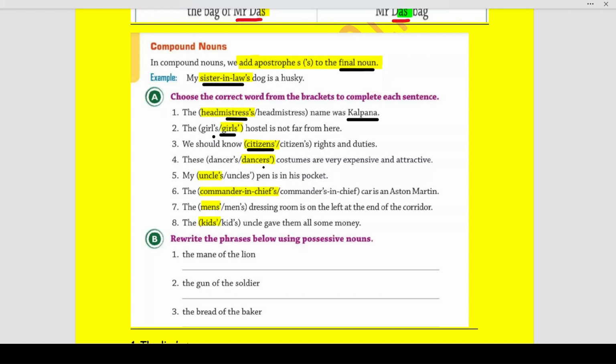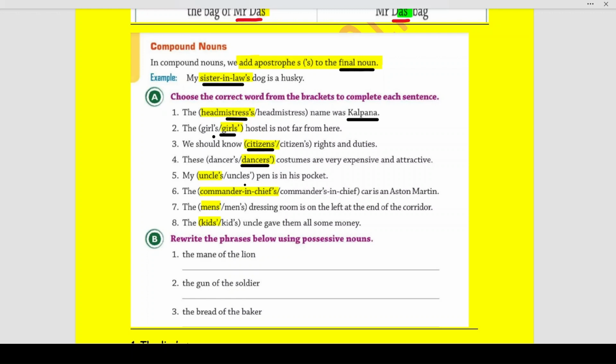These dancers or these dancers' costumes are very expensive and attractive. Dancer, the plural form is dancers. And see, this dancers is ending in S. The plural form is ending in S, so we will just add an apostrophe after it.